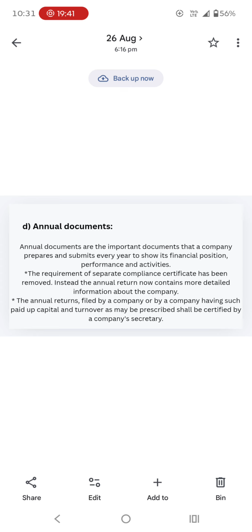The next point is the annual return filed by a company having such paid up capital and turnover as may be prescribed shall be certified by a company secretary. Means the annual returns filed by a company which is having paid up capital and turnover should be certified. Everything, the documents, should be certified by the company secretary.